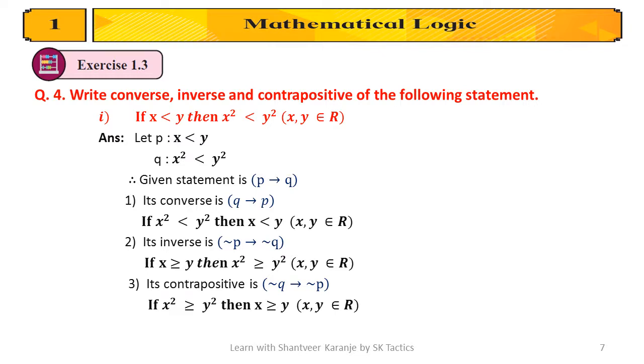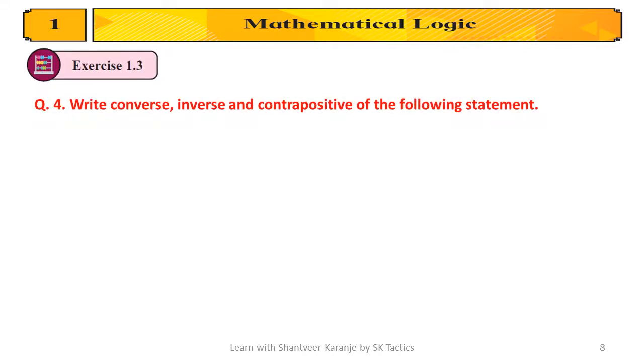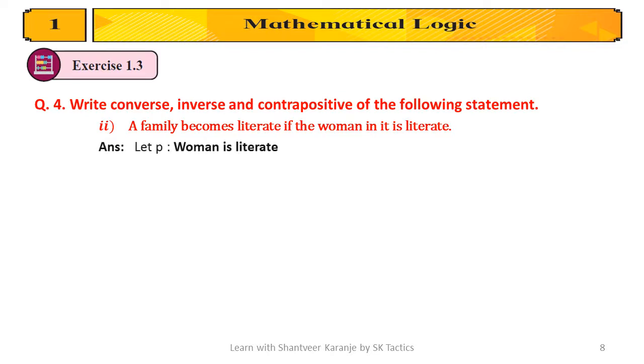Question number 2 of question 4. Question number 4 with the same heading. Its second question: a family becomes literate if the woman in it is literate. So we need to bifurcate P and Q. P is: woman is literate. Q is: a family becomes literate, because here if is in between the statement. It does not start with if. So after if it is P, and the remaining portion is the then portion, it is Q. So the given statement is P implies Q.